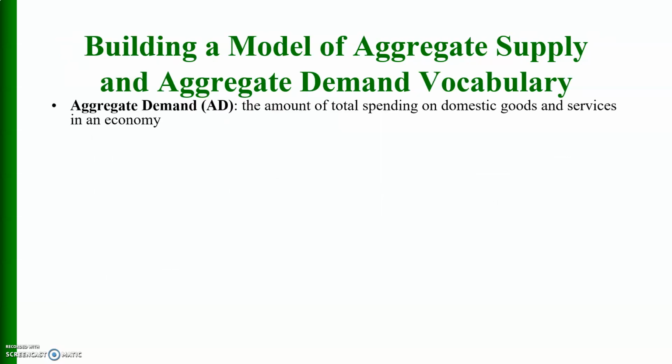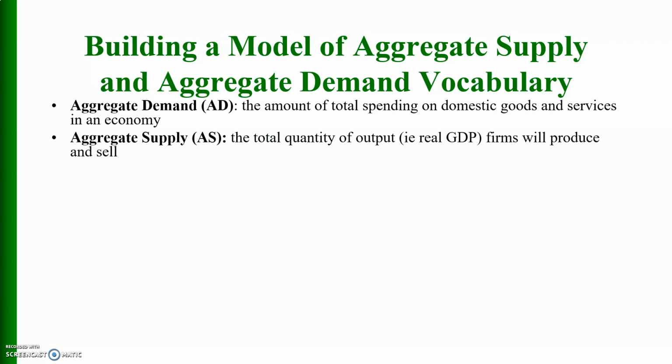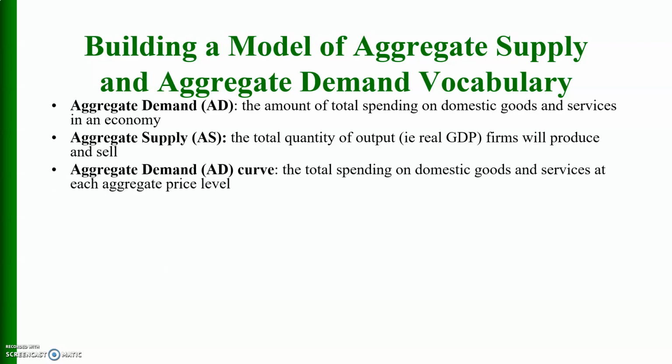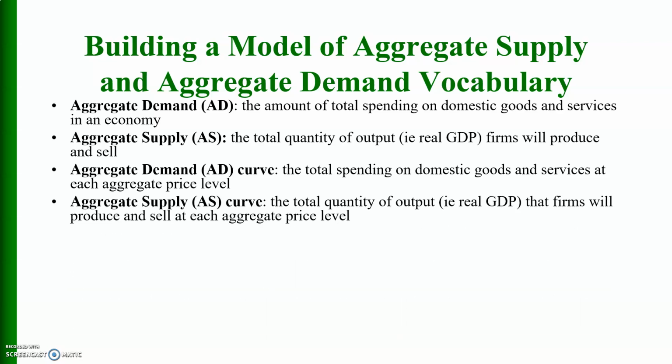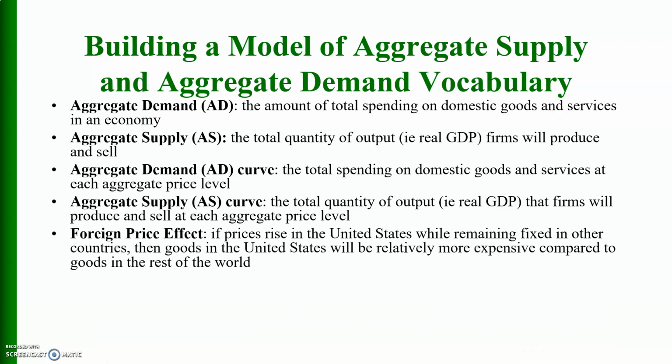Building a model of aggregate supply and aggregate demand, some vocabulary concepts. Aggregate demand is the amount of total spending on domestic goods and services in an economy. Aggregate supply is the total quantity of output, that is real GDP, firms will produce and sell. The aggregate demand curve shows the total spending on domestic goods and services at each aggregate price level, and the aggregate supply curve shows the total quantity of output that firms will produce and sell at each aggregate price level.